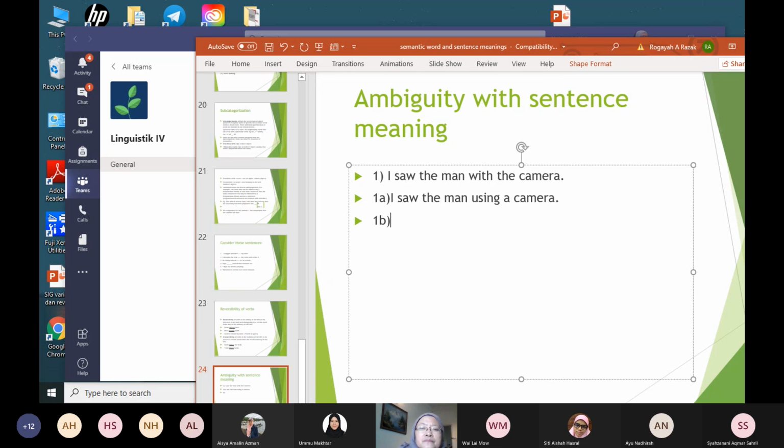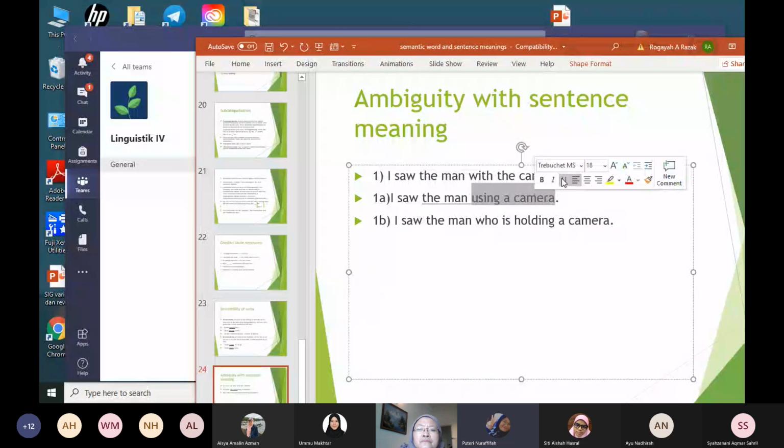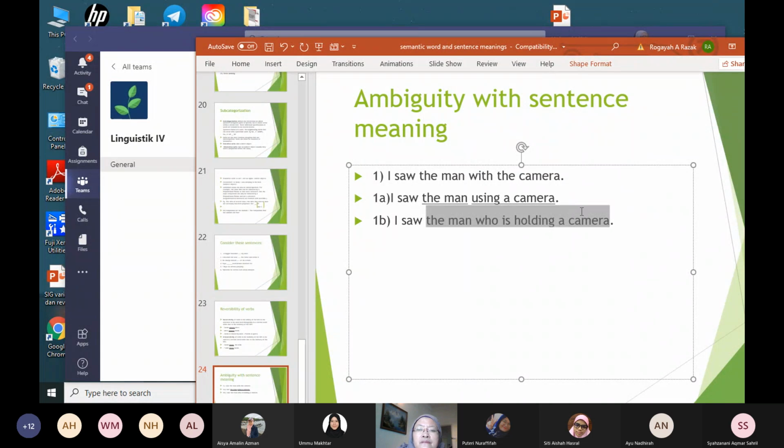1B could be who is holding a camera. Mana dia? So you can actually draw a tree lah, showing the relationship by tree diagram lah.